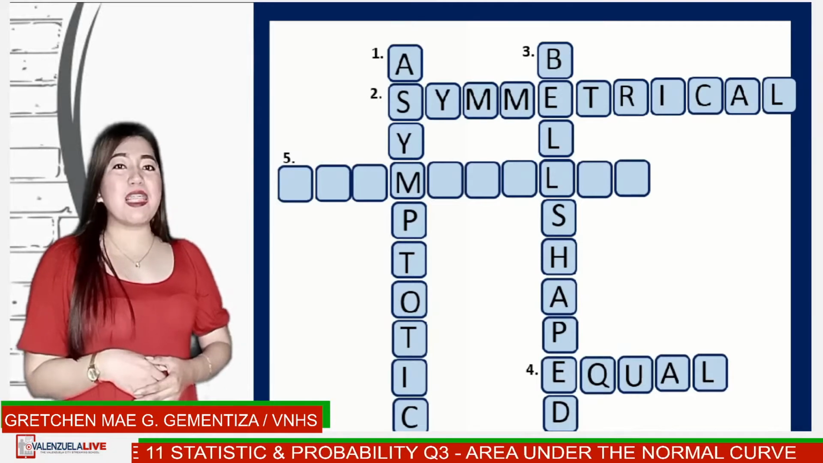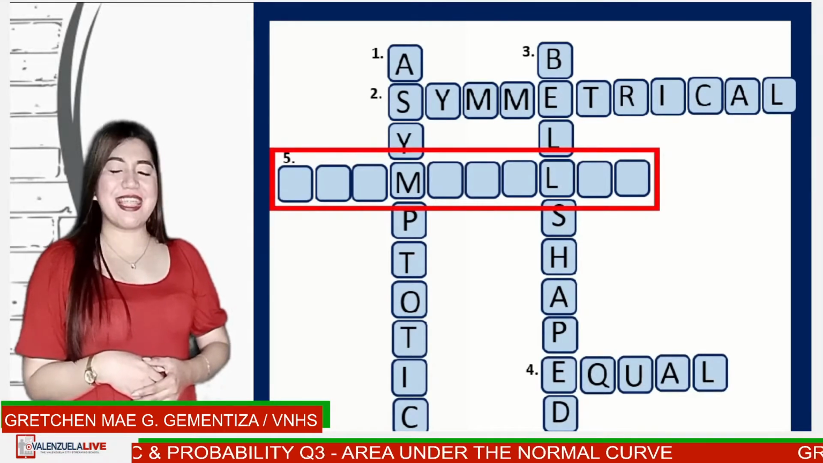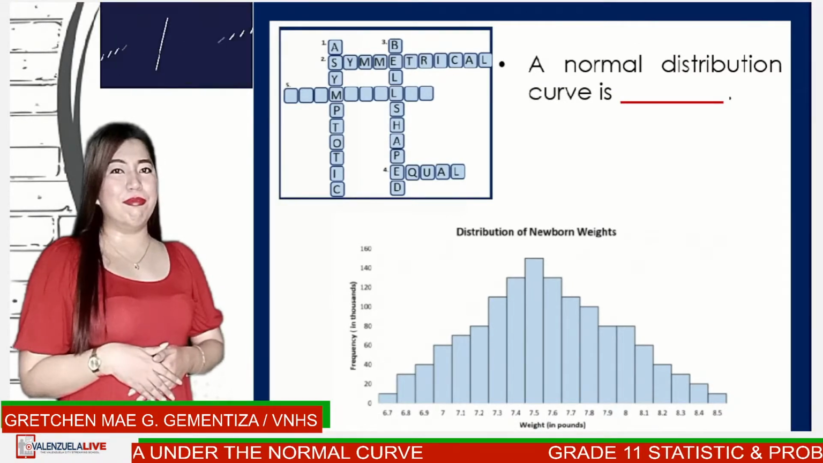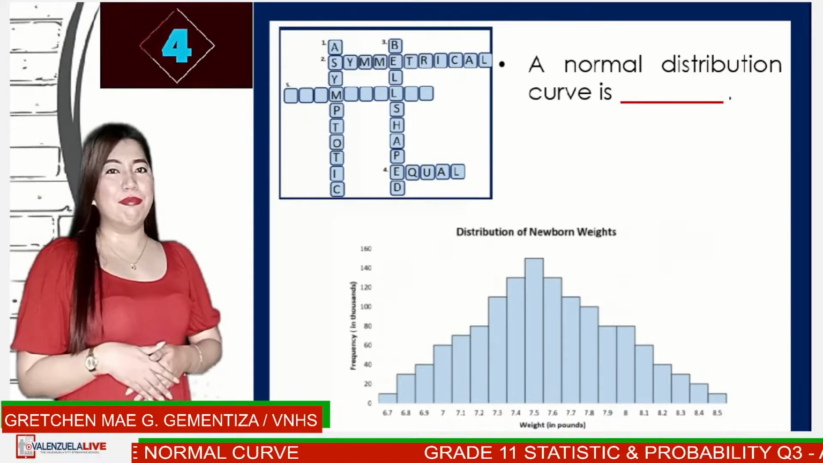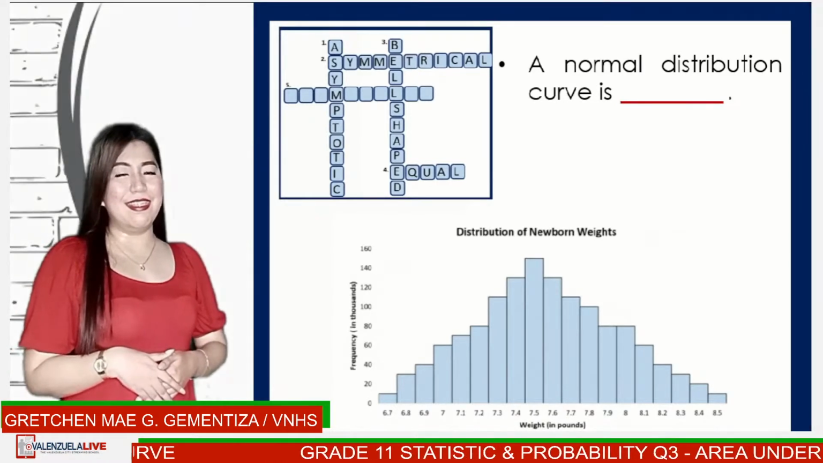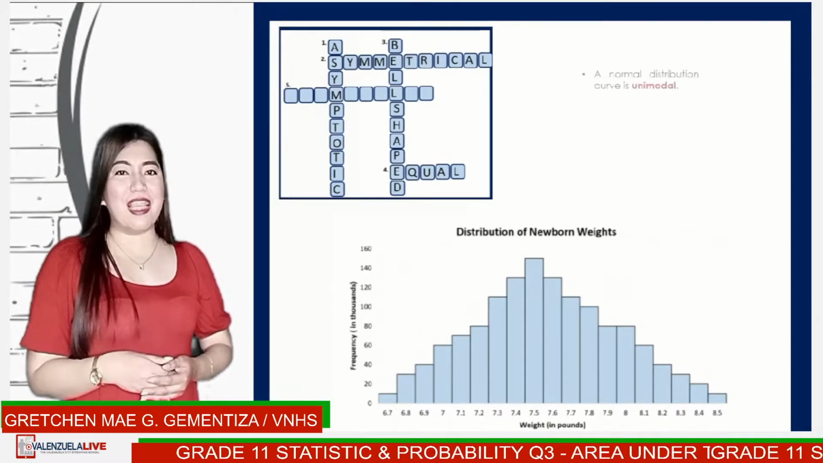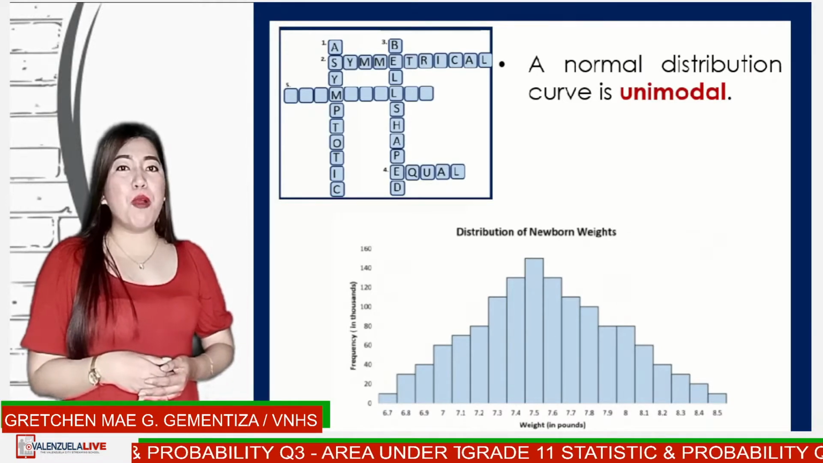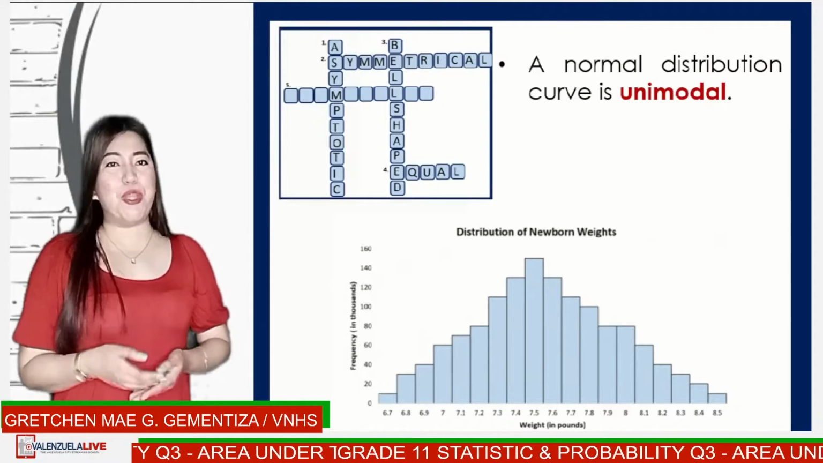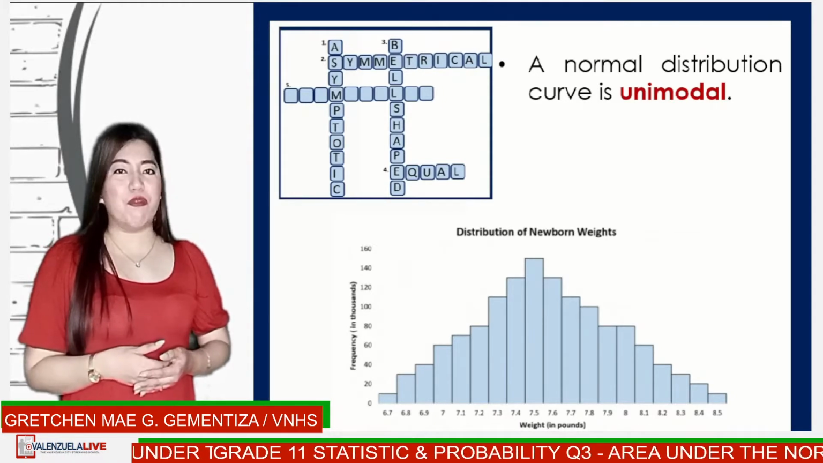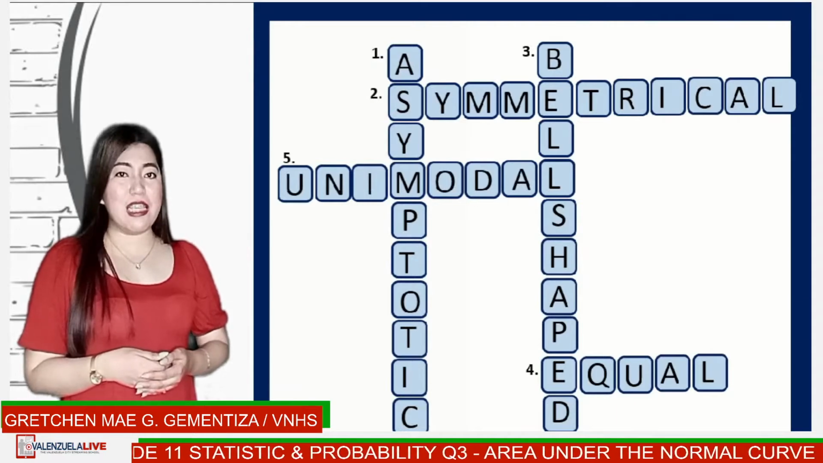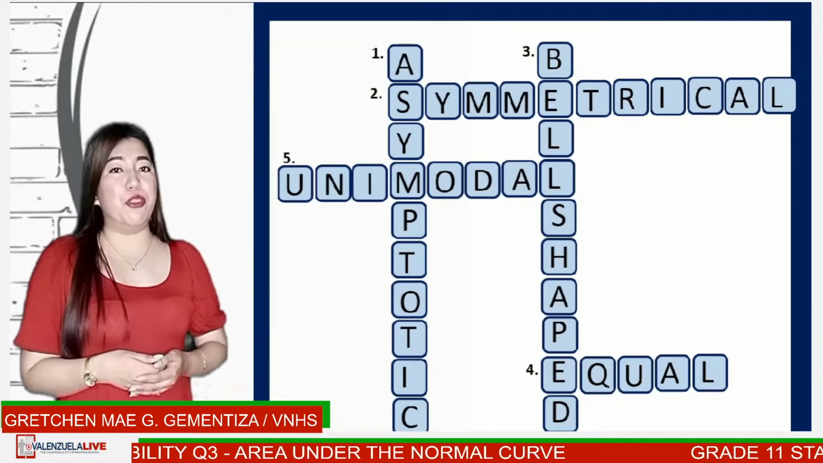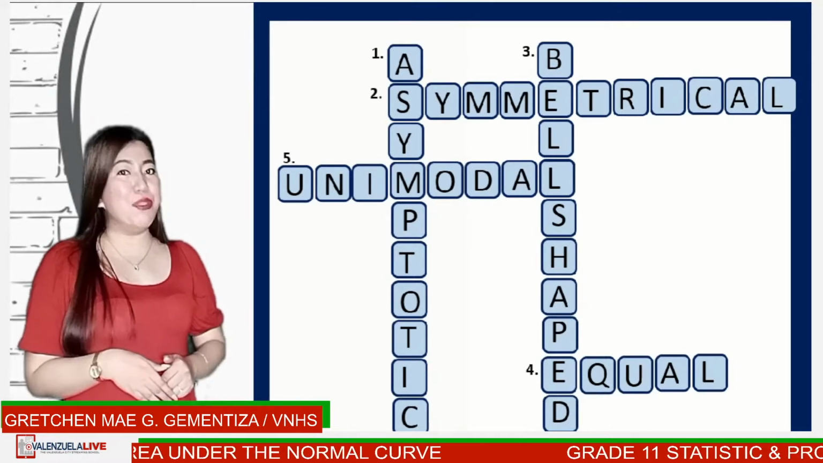Picture number 5 is a 10-letter word. Your timer starts now. Very good. The word is unimodal. A normal distribution curve is unimodal. A unimodal distribution is a distribution with one clear peak or most frequent value. The values increase at first, rising to a single peak where they then decrease. The normal distribution is an example of a unimodal distribution.